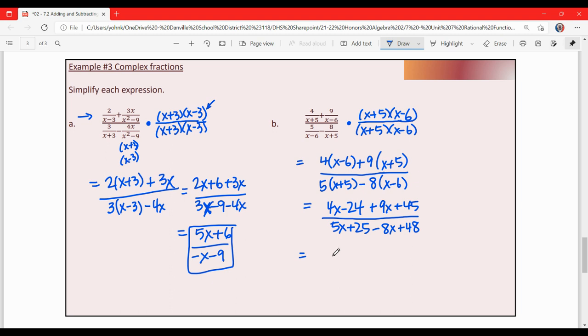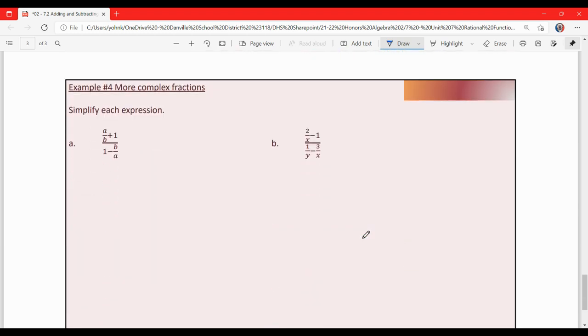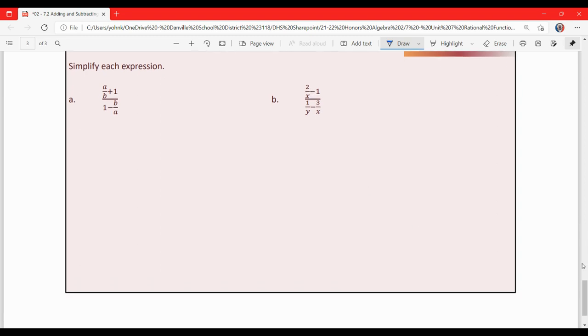All right, if we collect like terms, we got 13x. Then we got 45 minus 24 is 21. And then on the bottom, we have negative 3x, and we have 73. So 13x plus 21 over negative 3x plus 73. And always do a little double check to make sure that there's nothing you can factor out, and then therefore simplify. All right, we got two more of these. Ooh, these look a little bit easier. They can't all be hard.